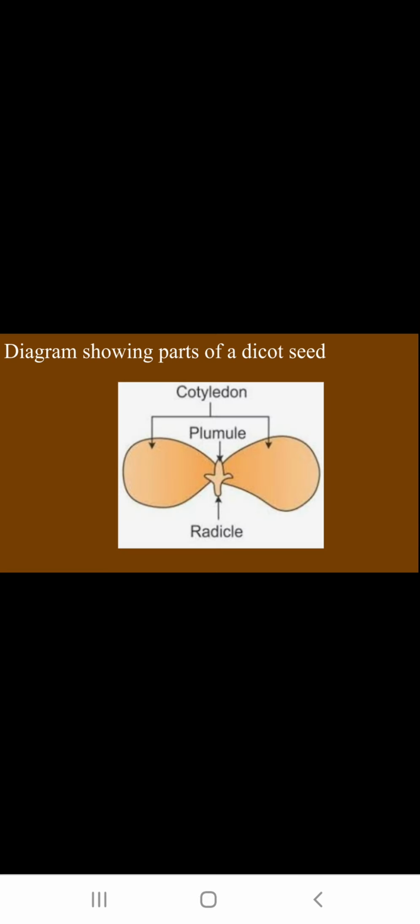Seeds, embryo, endosperm. So this is a diagram showing parts of a dicot seed. A dicot seed has got two cotyledons, and in the middle what you see is the embryonal axis. So it comprises of plumule, which becomes a shoot later, and then radicle.